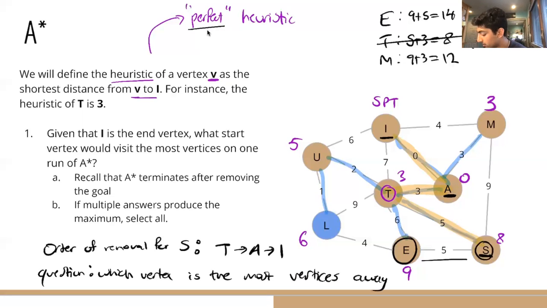away from I, right? The reason for this is that in order for L, which happens to be the one that's farthest away, right? When we run A star from L, we only are going to remove vertices U, T, A, right? We're only going to remove vertices on L's shortest path, which is the case for every vertex when it becomes the start with this perfect heuristic, okay? And what we can realize then is that L is the one that's the most vertices away from I, so L would be the vertex that would visit the most vertices.